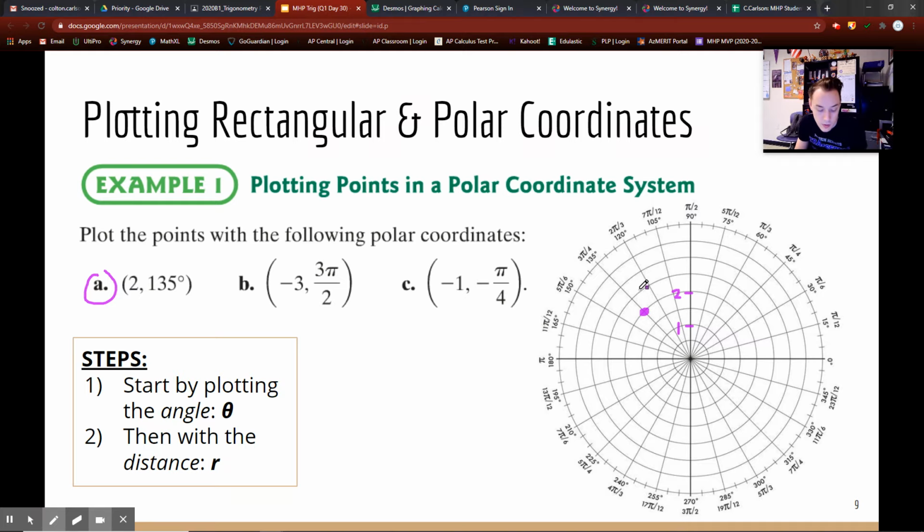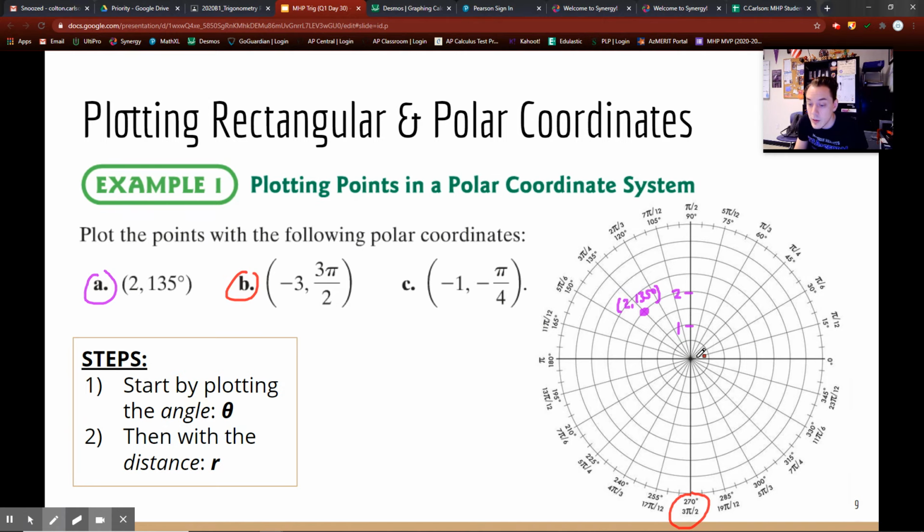Perfect. Okay, so that is 2, 135. Actually, let's label this 2 just in case. Now let's go to the red. So now it's negative 3 pi over 2. So where is 3 pi over 2? Well, 3 pi over 2 is all the way down here.